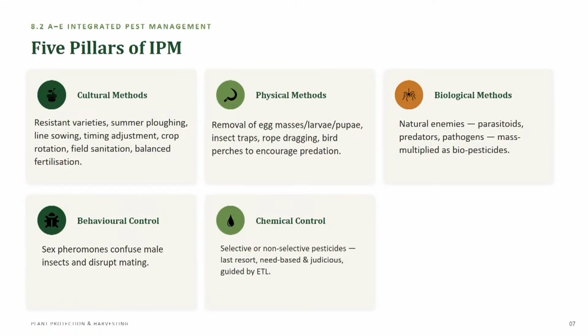Now, next come the 5 pillars of IPM. IPM stands on 5 major control strategies. The first strategy is the cultural method, second is the physical method, third is the biological method, fourth is behavioral control, and the fifth is chemical control. In the case of the cultural method, we must go for growing resistant varieties, summer plowing, line sowing, timing adjustment, crop rotation, field sanitation, and balanced fertilization.